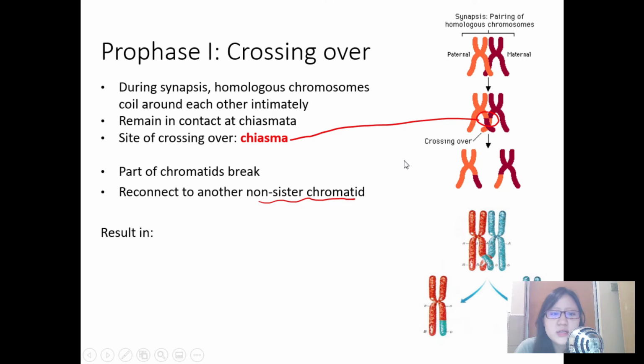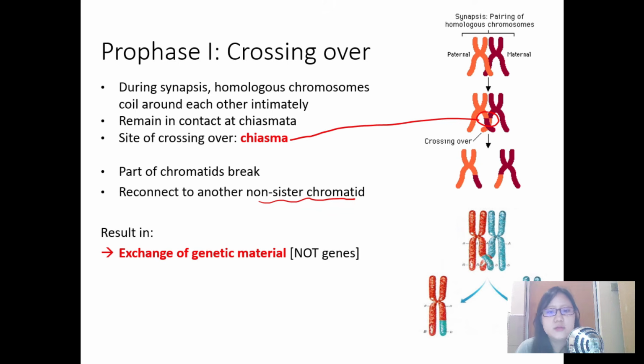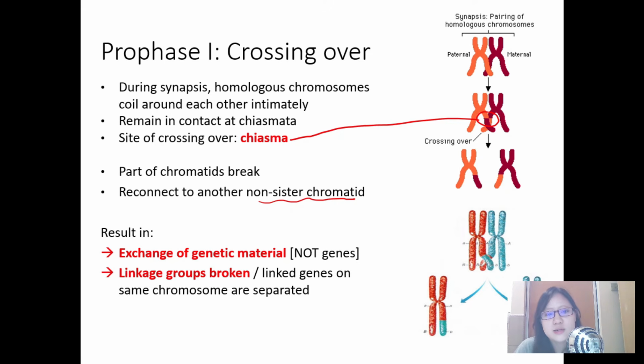Now, this results in a few things. Number 1, we already talked about it, is exchange of genetic material. Now, it's important that in the exam, you do not write exchange of genes because it's not individual genes that are being exchanged, but it's the entire portion of the chromatid. So it's exchange of the entire portion of genetic material between non-sister chromatids.